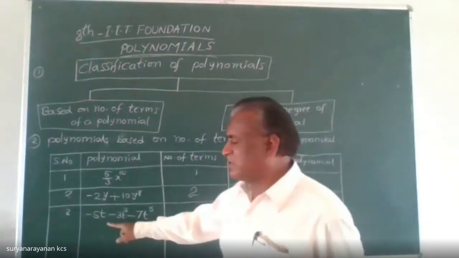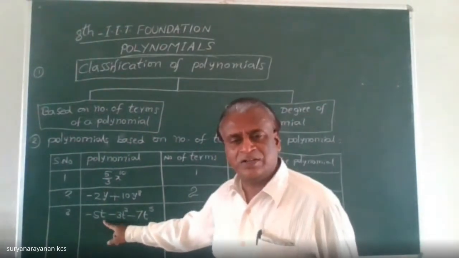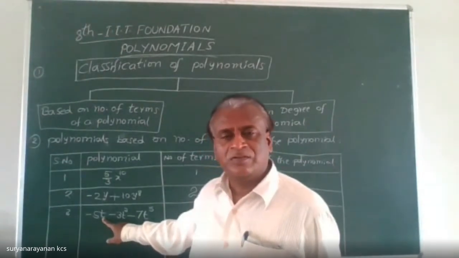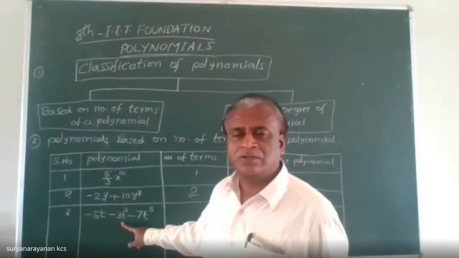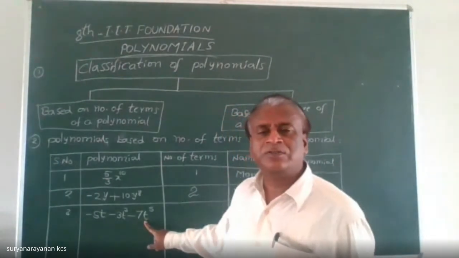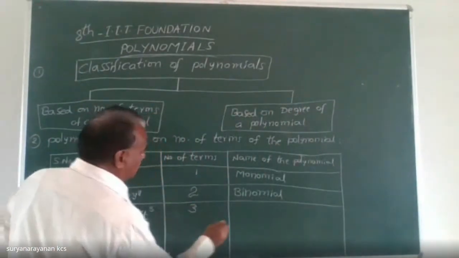Okay. So in this polynomial, if you observe, there are three terms. What is the first term called? Minus 5t, the t term. What is the second term called? The t cube term. And what is the third term called? The t to the power of 5 term. So three terms are there. So it is called a trinomial.